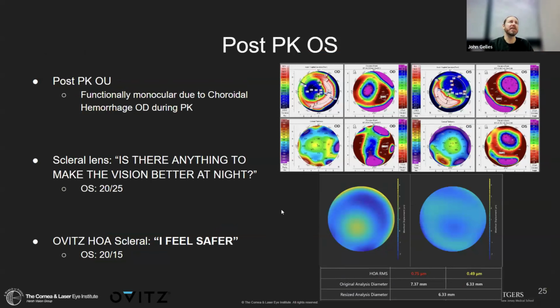The next one was actually very interesting. This was a post penetrating keratoplasty patient, had penetrating keratoplasty on both eyes, but was functionally monocular because they had an intraoperative choroidal hemorrhage on the right eye and lost vision there. On the left eye, with a standard scleral lens, we were able to get him to about 20/25, but the patient asked, is there anything that can make my vision better at nighttime? So what we did here was the wavefront guided optics to reduce the higher order aberrations.